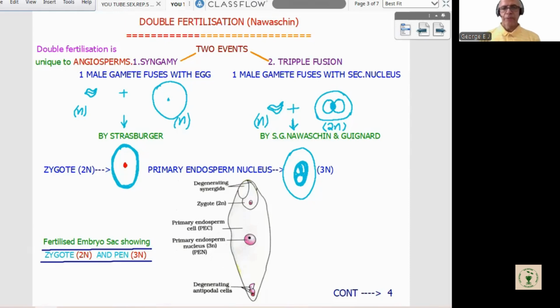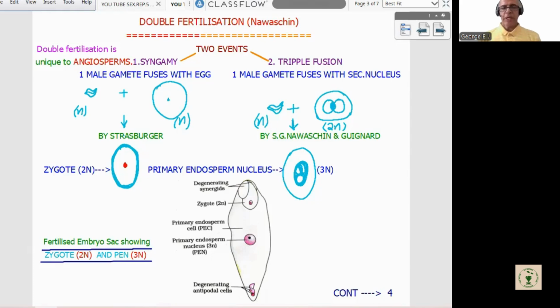That is syngamy. The second fusion is called triple fusion, where one male gamete fuses with the secondary nucleus. Again, the male gamete is haploid, and the secondary nucleus is formed by the fusion of two polar nuclei, N plus N. So indirectly it is 2N. Into this 2N, the male gamete enters, so it becomes 3N. This is concerned with the two famous scientists, Navashin and Gignard, triple fusion. And the product is the triploid primary endosperm nucleus. That is how the primary endosperm nucleus in angiosperms becomes triploid.